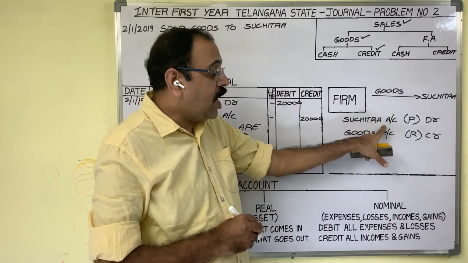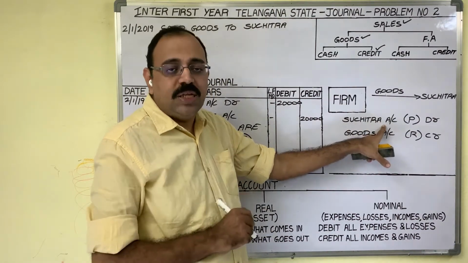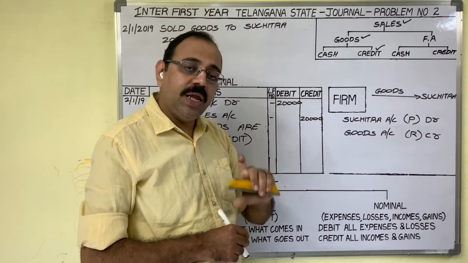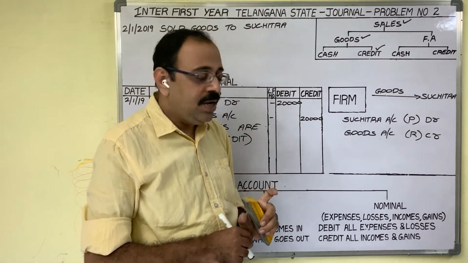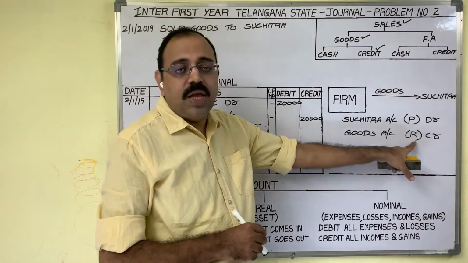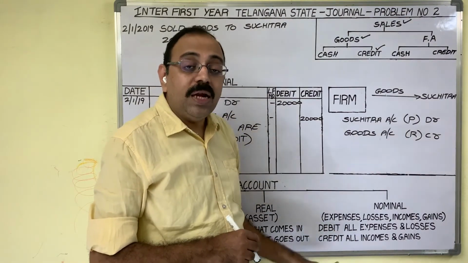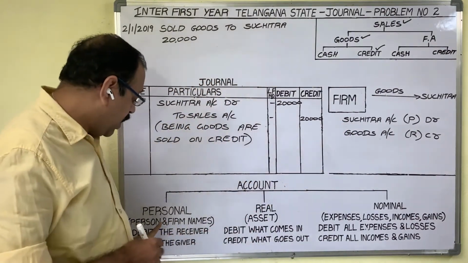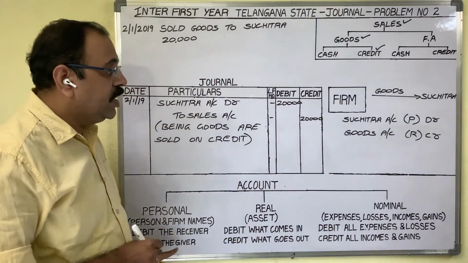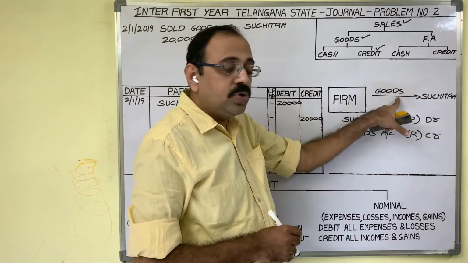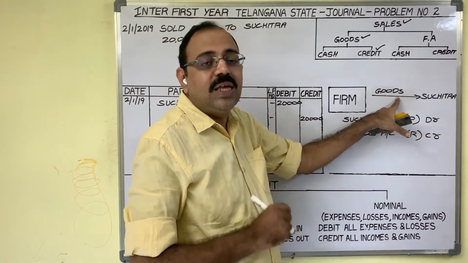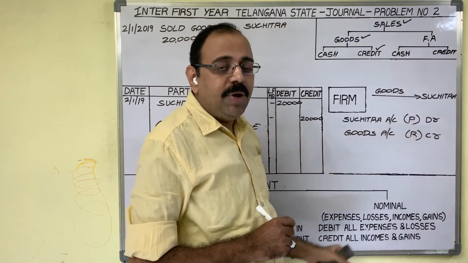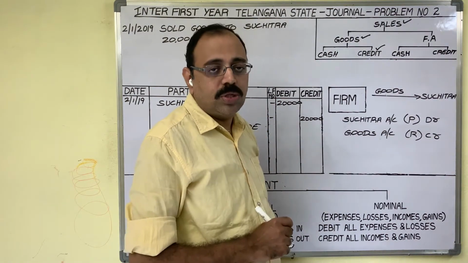Grouping: Suchitra, with the person's name we opened this account. It is a personal account. And goods come under real account because it is an asset. Goods account is a real account. Then apply the double entry principles. For personal account, debit the receiver, credit the giver. Suchitra is receiving goods now. Suchitra is a receiver. Debit her. And the real account rule: debit what comes in, credit what goes out.